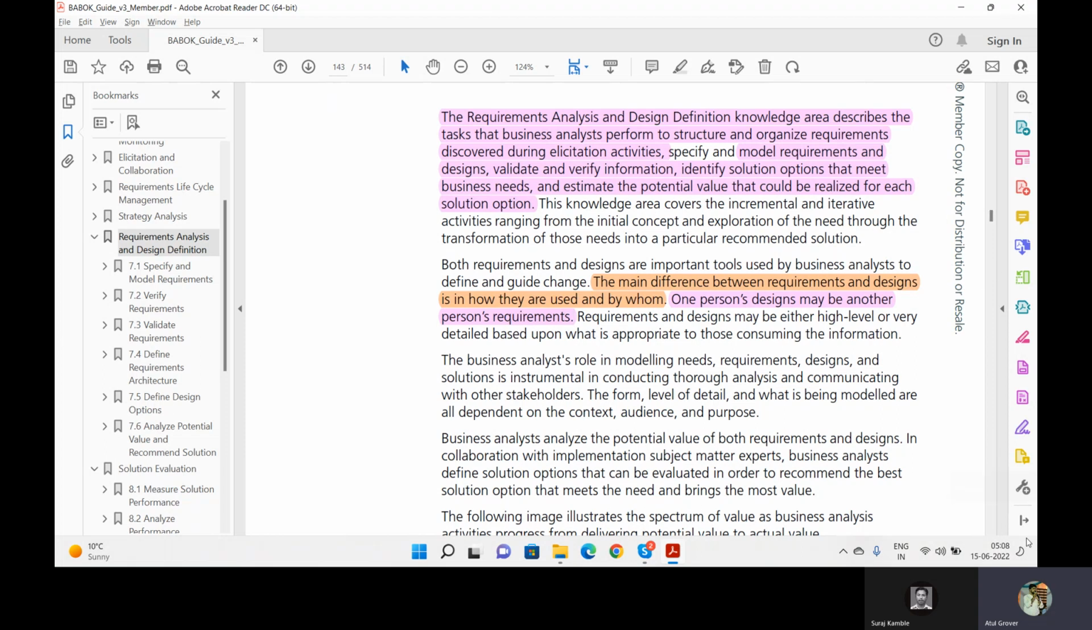Another important point we have to discuss: the business analyst's role in modeling needs requirement, design and solution as an instrument. Meaning all of these are an instrument, a way of doing things to achieve the result. And sometimes it depends.